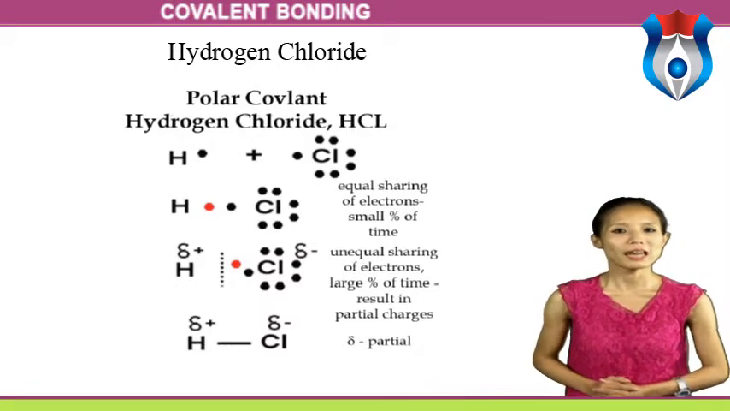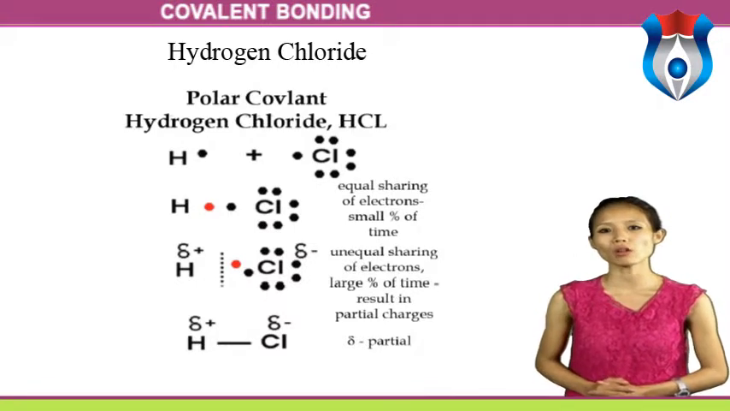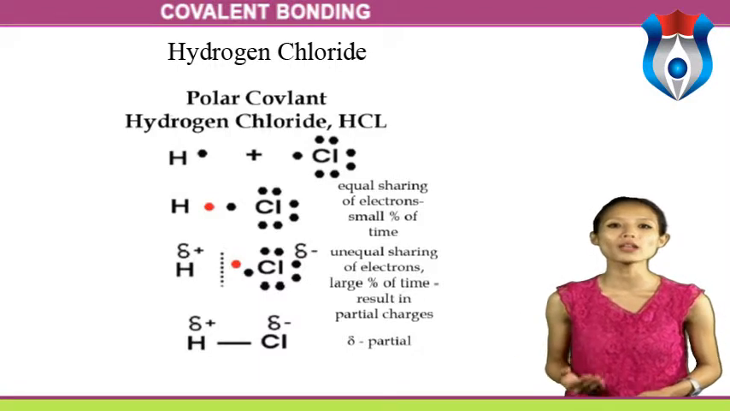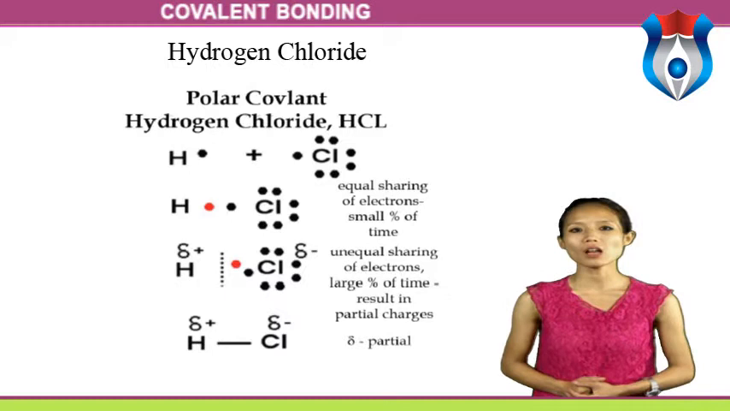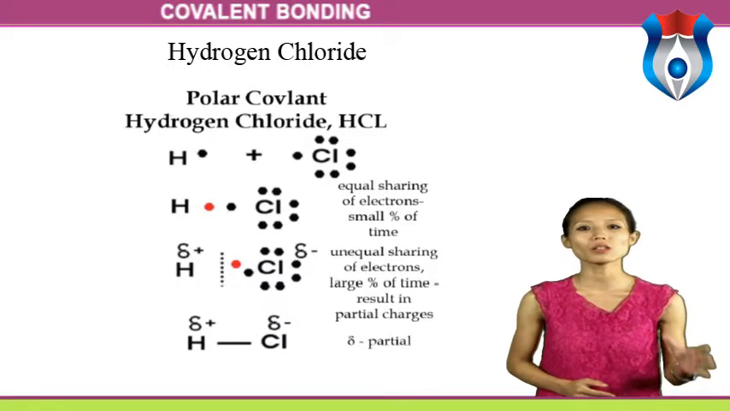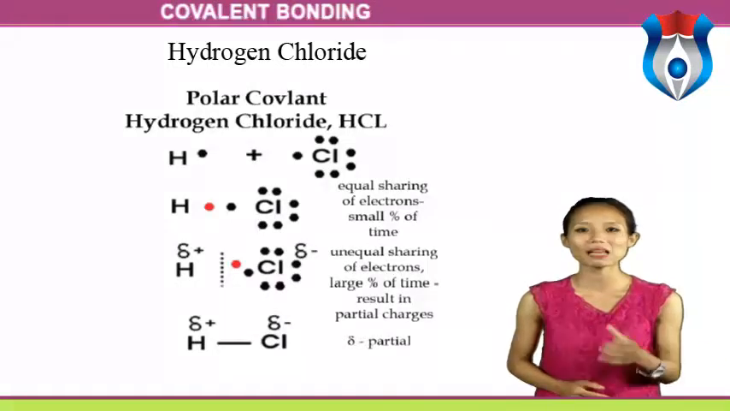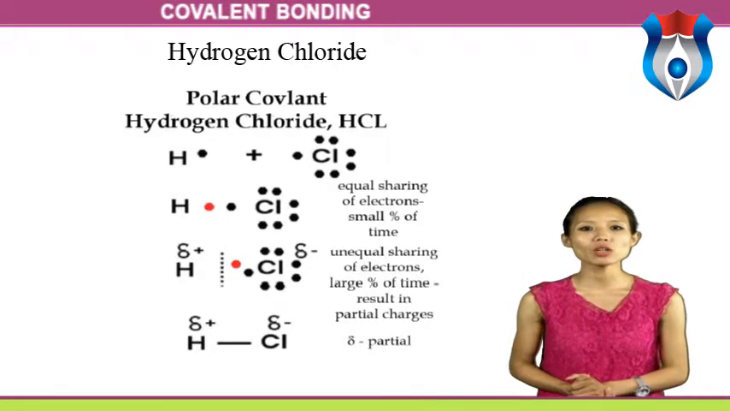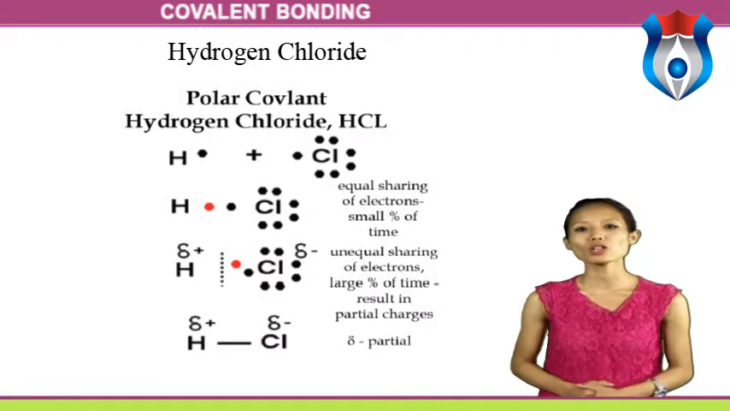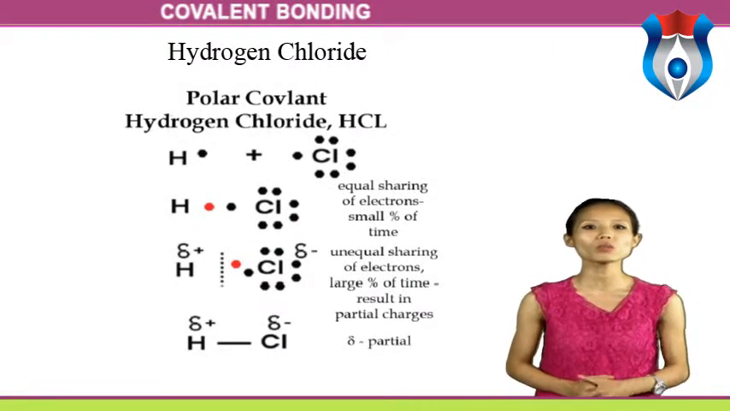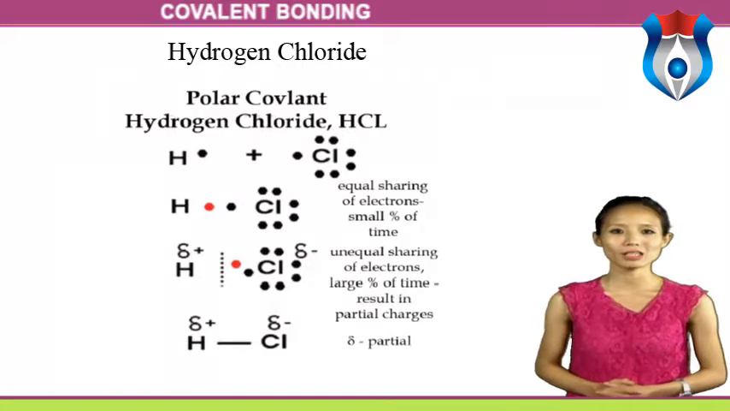However, chlorine gets an unequal share of the 2 electrons. Although the electrons are still shared, the sharing is unequal. The electrons spend more of the time closer to chlorine. As a result, the chlorine acquires a partial negative charge. At the same time, since hydrogen loses the electron most but not all of the time, it acquires a partial positive charge. The partial charge is denoted with a small Greek symbol for delta.